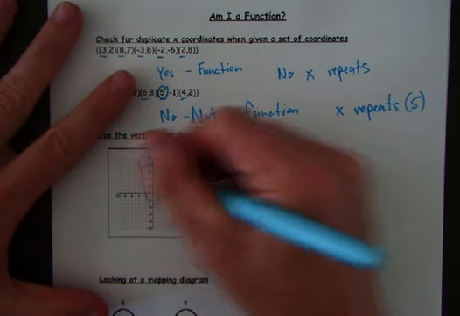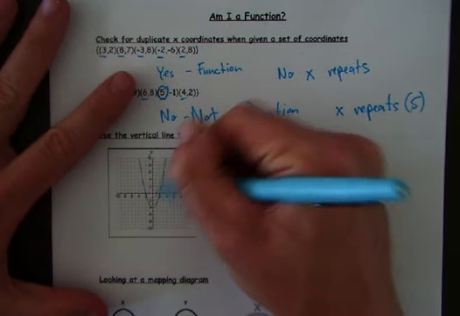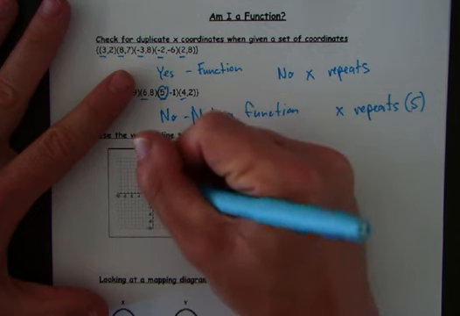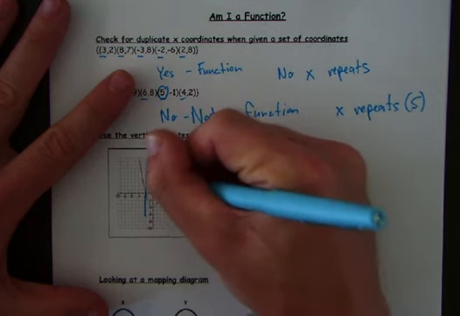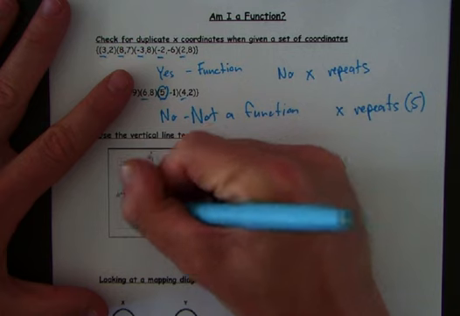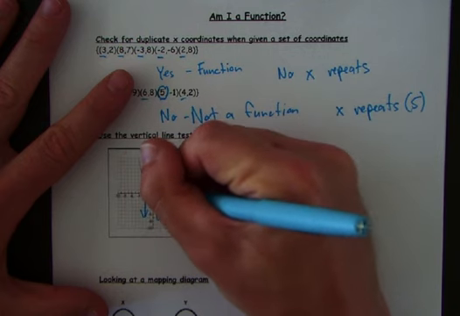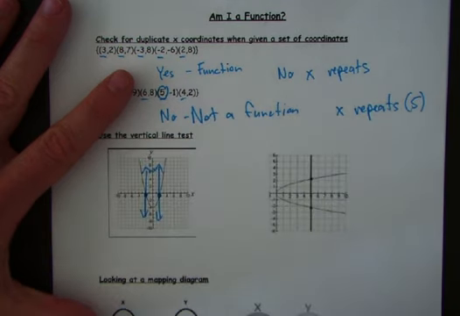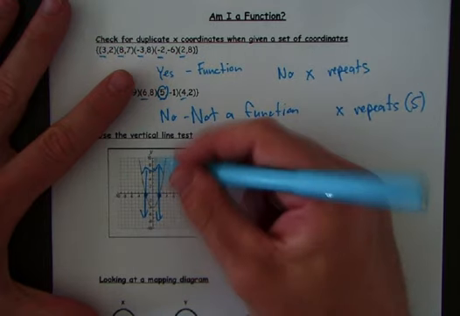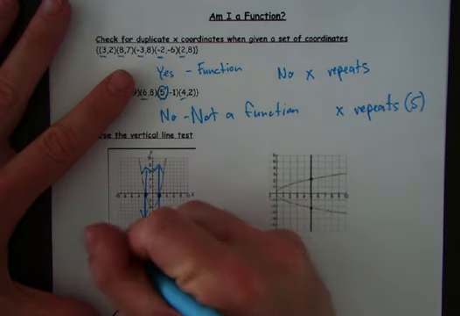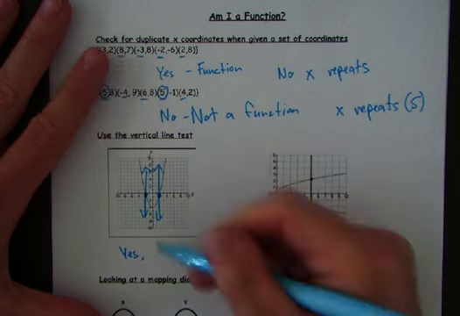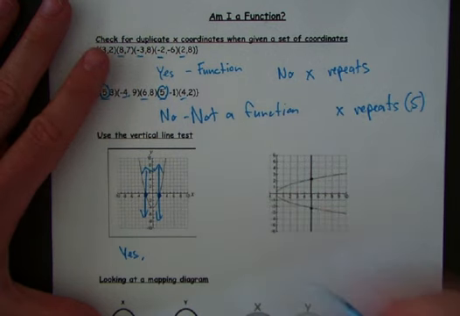So if we look at this graph, this is a parabola, right? If I draw a vertical line, I'm just going to show you some examples. I could draw one here, I could draw one here, right? The graph only crosses it once. So because I can't draw a vertical line that crosses the graph more than once, this is a function. It passes the vertical line test, right?